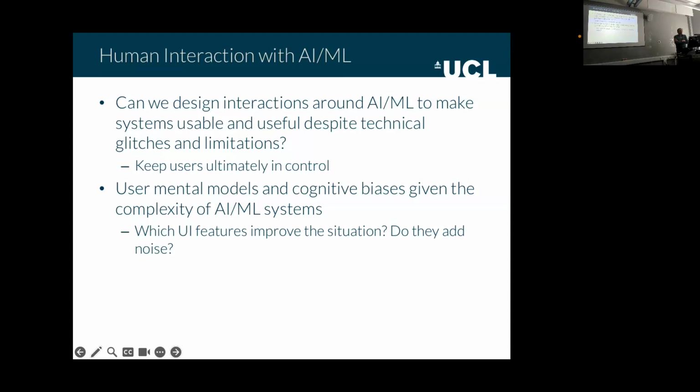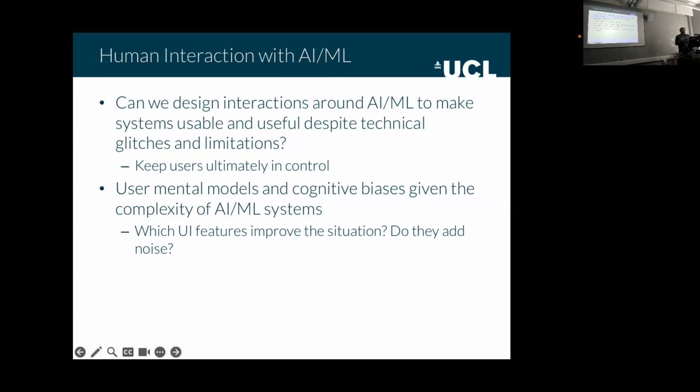That is tricky because these systems are very complex. So we observed in a number of studies that often people have misconceptions about how these systems work. And we also identified some cognitive biases that people have around this kind of systems. I will talk a little bit about that later.